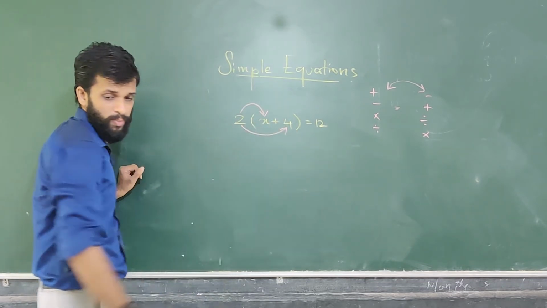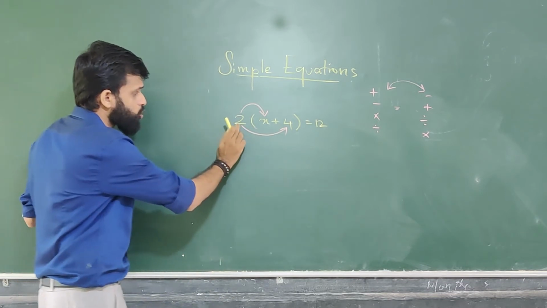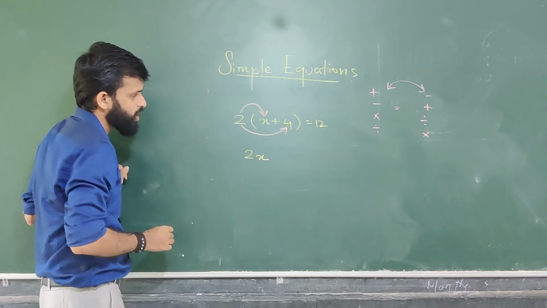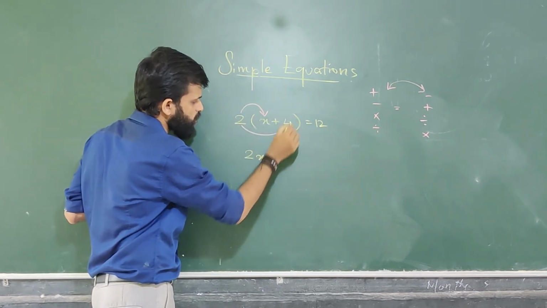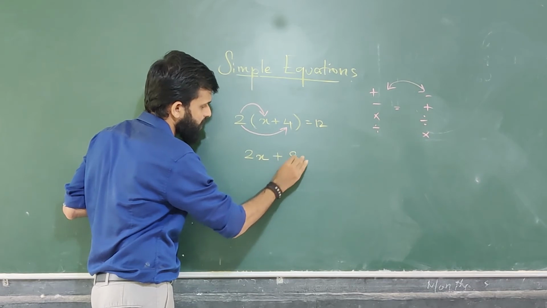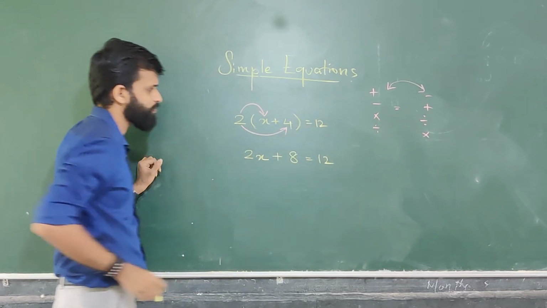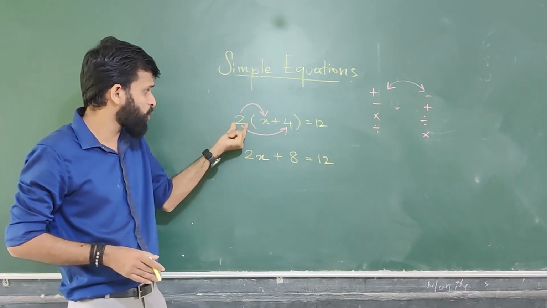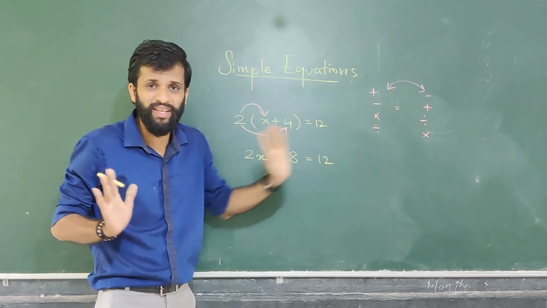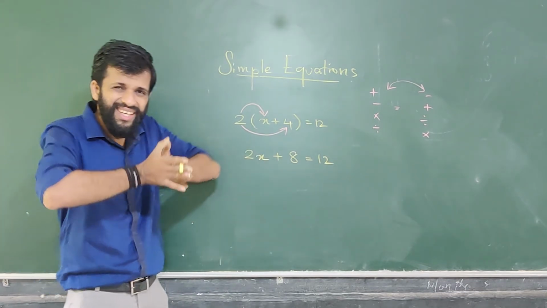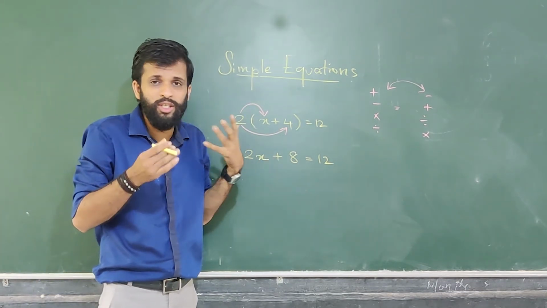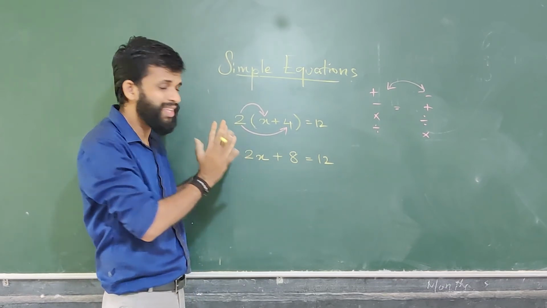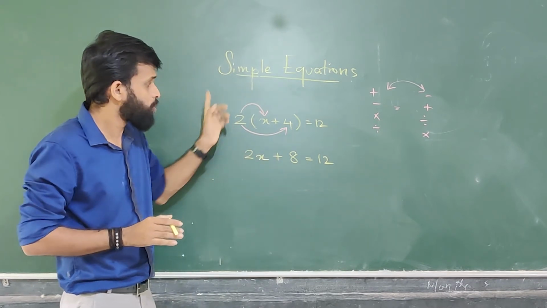Okay, so this will become 2 into x will become 2x, okay, and this will become 2 into 4 will become 8 is equal to 12. Okay, now there's also another method where I can directly take this 2 and throw it on the other side and divide it, but as of now don't get into it because you're just new to this. It might just complicate the entire situation. So currently don't bother.